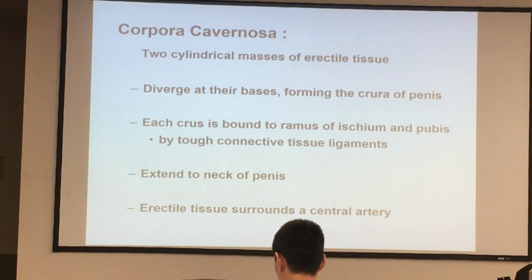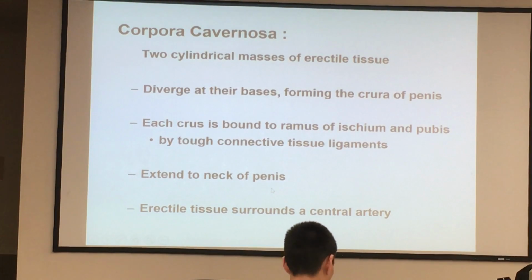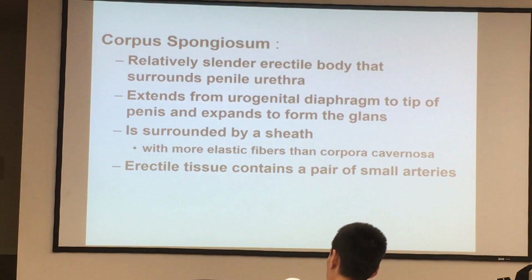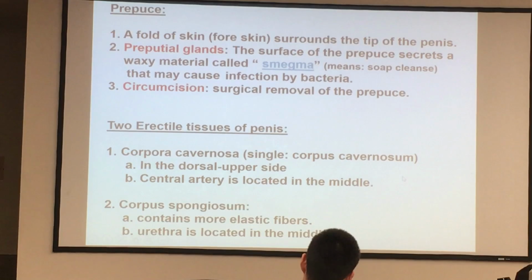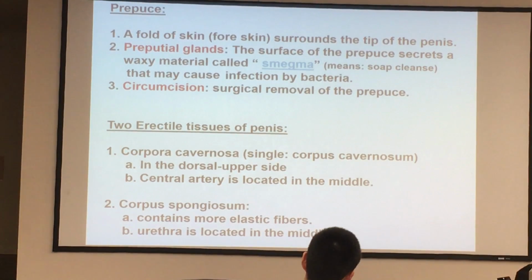Cavernosa is erectile tissue, and the center part has a central artery there. Spongiosum is a little bit soft, and it has a urethra in the middle. Small arteries. Okay.